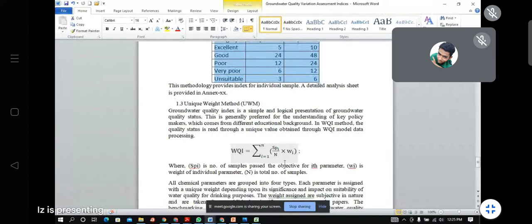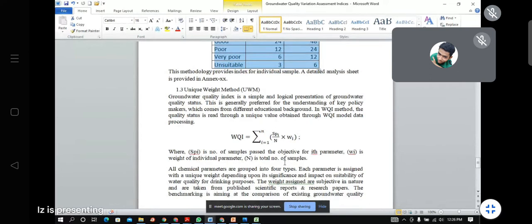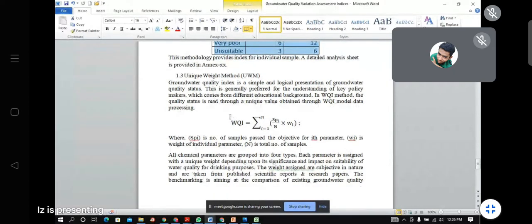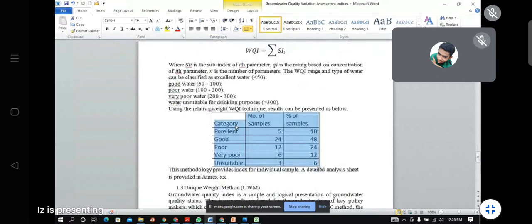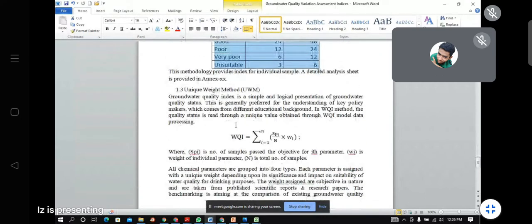Now, next is the unique weight method. The unique weight method is slightly different from the relative weight method. It uses a slightly different formula, where SPI is the number of samples passed upon the total number of samples for I, and that I is 1 to n.